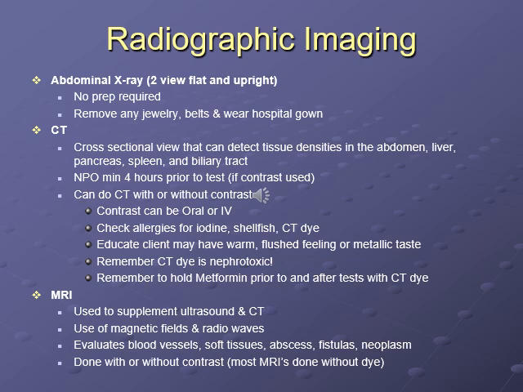CT scan, again, is going to be just better because it's a cross-sectional view, but you're still looking at all the same organs via x-ray. Typically NPO for a minimum of 4 hours prior to a CT scan, whereas an abdominal x-ray, you can just do it right away. But again, better imaging with the CT scan. CT scan, they can do with or without contrast, but typically they want to do it with contrast because it's going to be a better view.